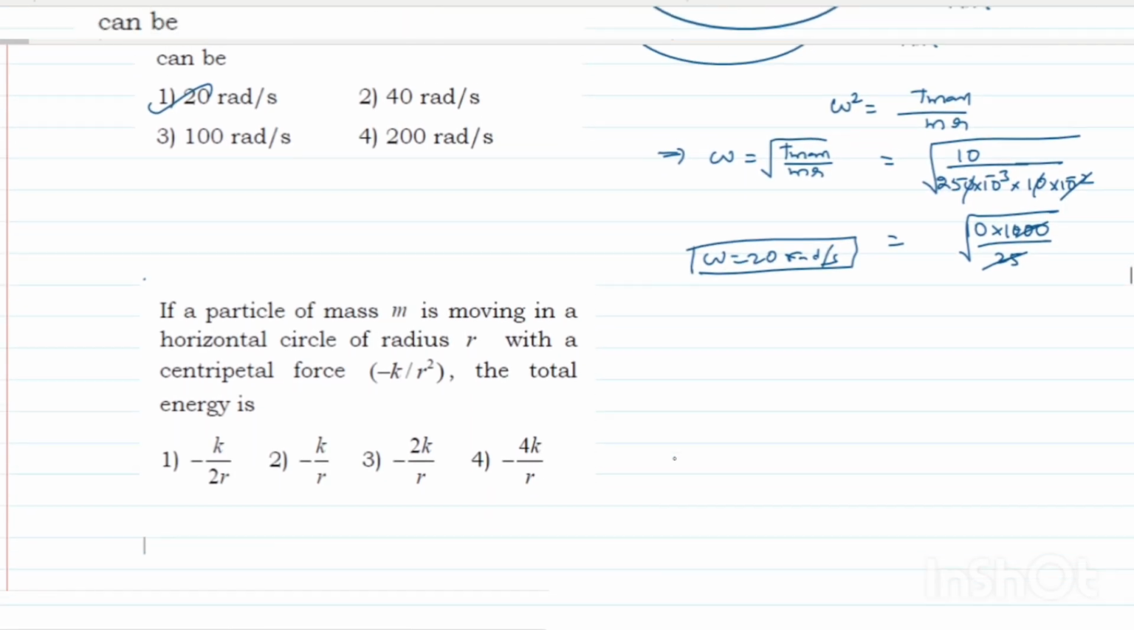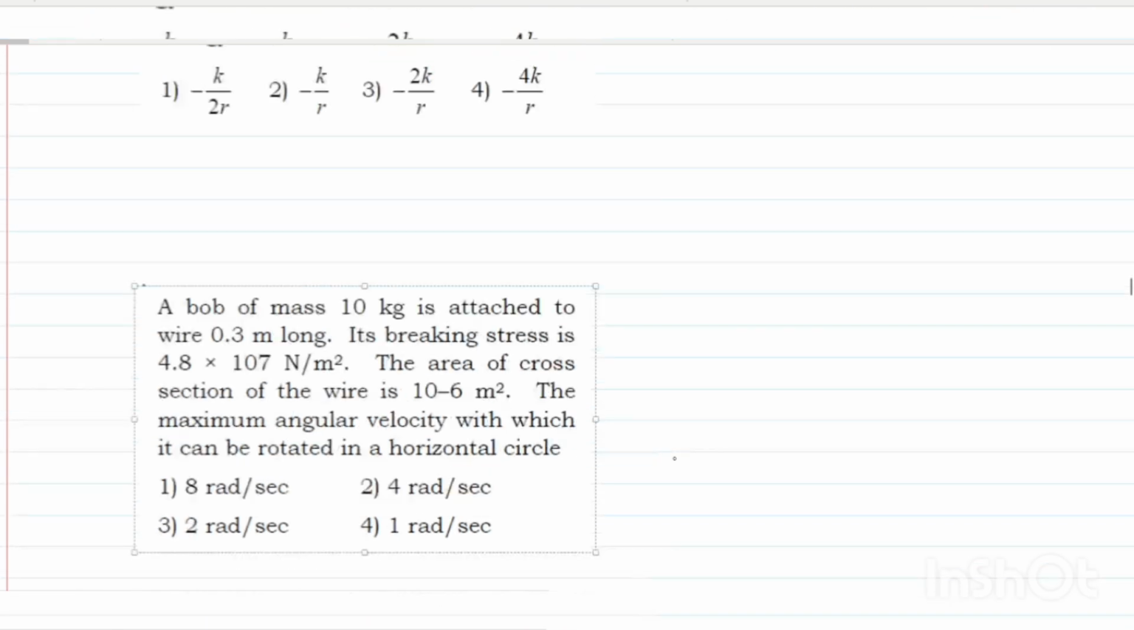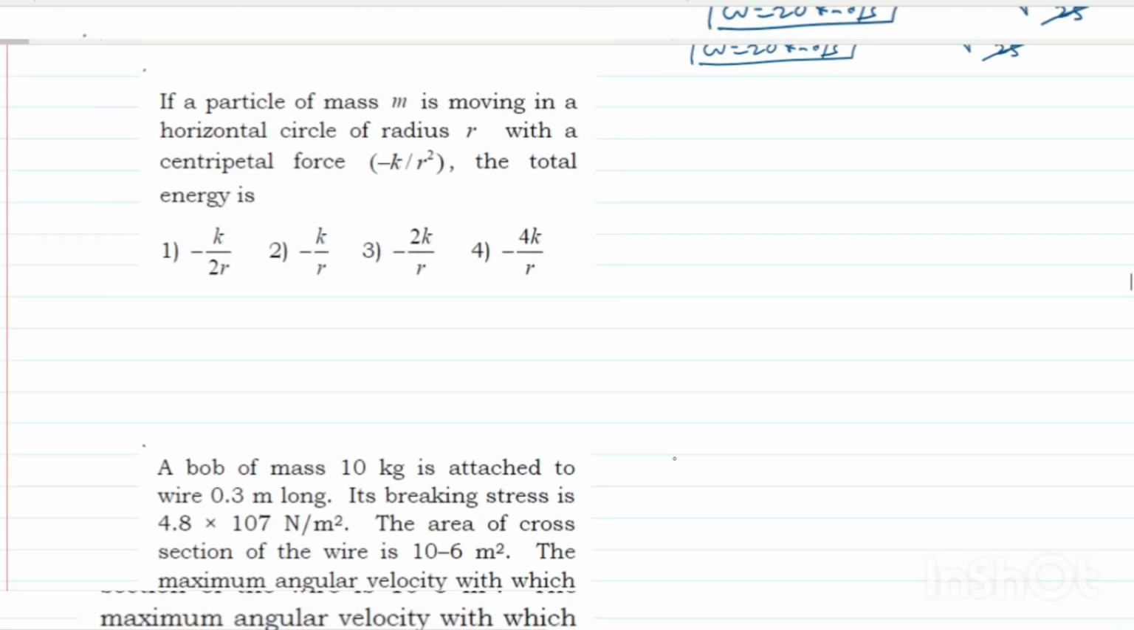Let us see the next question. If a particle of mass m is moving in a horizontal circle of radius r with a centripetal force minus k by r square, the total energy they are asking. Here the centripetal force value is given as minus k by r square.